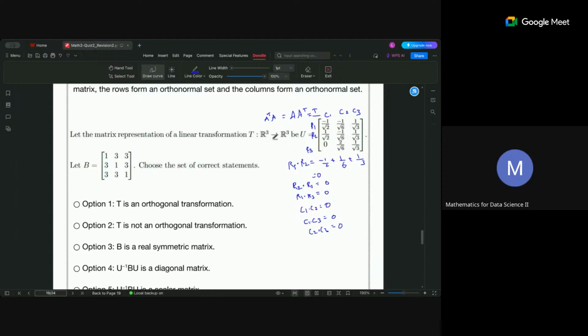Because I want to check whether this matrix is representing a matrix of an orthogonal transformation. If it is representing a matrix of an orthogonal transformation, it satisfies this condition that the rows are orthogonal and columns are orthogonal. That's why I'm checking it.